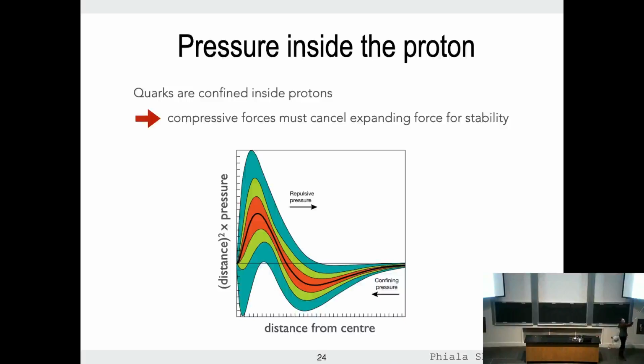So if it goes up, it has to come down, right? The integral has to be 0. It could go down first and then come up, or it could have an extra wiggle, but it has to look essentially like this, right? Just from stability.